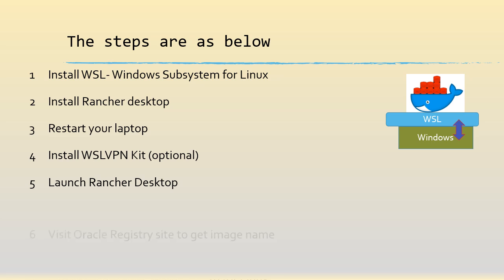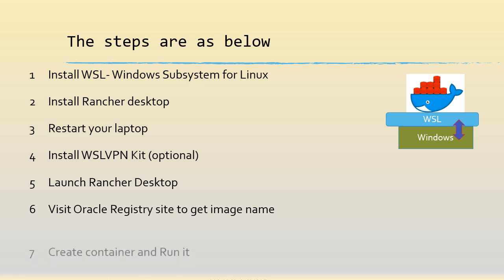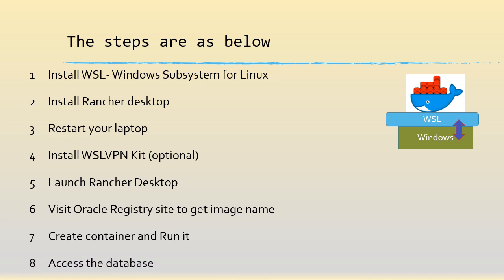Then launch the Rancher Desktop. We will visit the Oracle Registry site to get the image name and the command used to pull it. We will pull that image into the Rancher Desktop and then we will create the container and run it. So it will spawn the Oracle database which is inside that container, and then we'll see how to access the database.